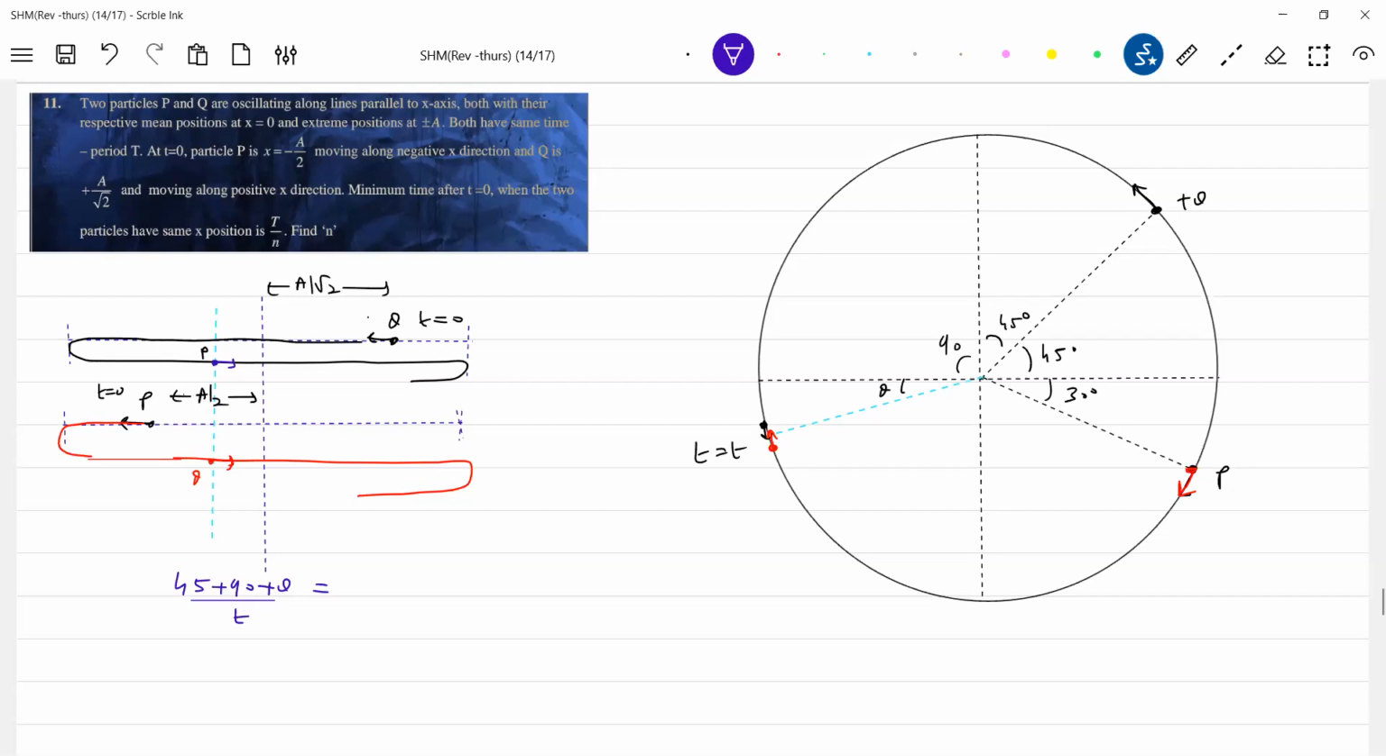45 plus 90 plus theta by t is equal to 60 plus 90 minus theta by t. So theta, what I'm getting is 7.5 degrees. Then the time taken: 45 plus 90 plus theta is equal to 2 pi by T times t. Convert everything in terms of radians, then express in terms of T by 2, because pi has to be eliminated.